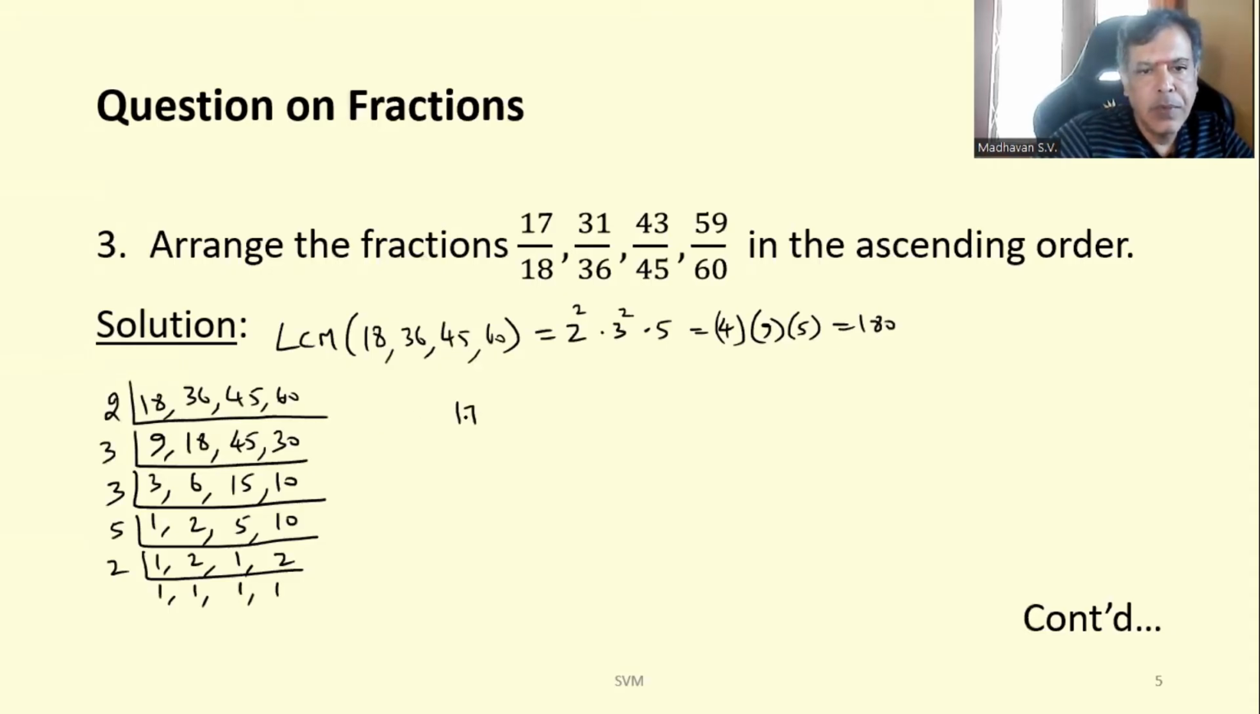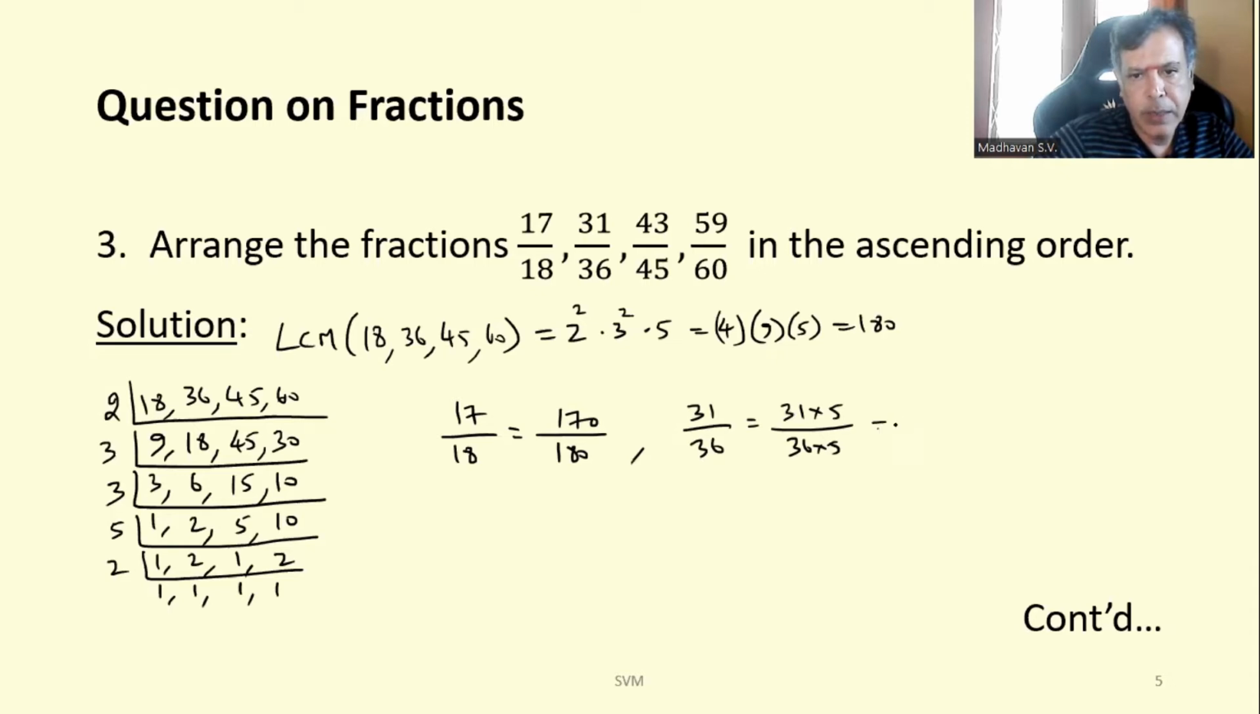So now 17 by 18 can be written as, if I want 180, I am multiplying the denominator by 10. Same thing I'll be doing in the numerator. Now 31 by 36. If I want the denominator as 180, that means I am multiplying this by 5. I will have to do the same thing with the numerator. So denominator is 180, numerator becomes 155. 155 by 180. Then 43 by 45.